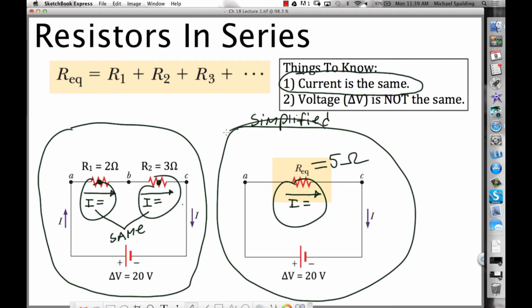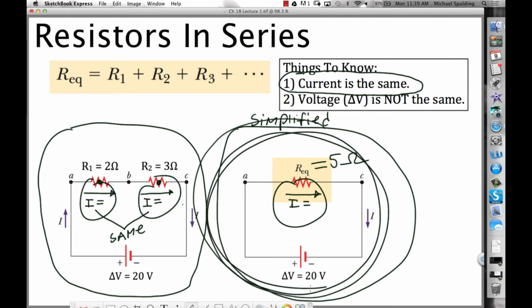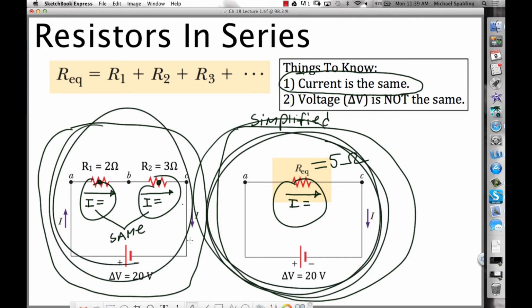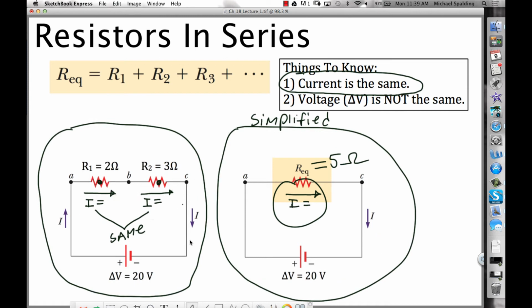Why does that make sense? Well, think about it. What is this picture on the right? It's the same thing as the picture on the left, only simplified. So if you can find the current over here in the simplified picture, then you found the current in the original picture. So let's do this. Next thing we're going to do is find the current.